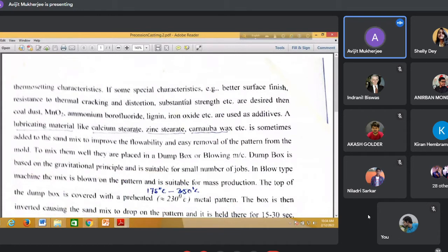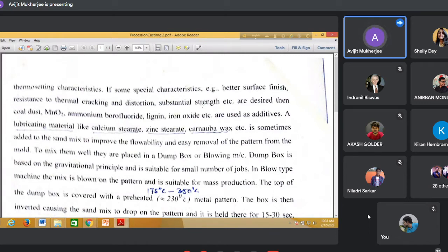Now, as I had mentioned that sometimes additives are used, are you getting this slide? If some special characteristics are required, say better surface finish, high thermal resistance, strength to protect against distortion, and some other compressive strength or other strength, then those are to be enhanced by adding some additives.